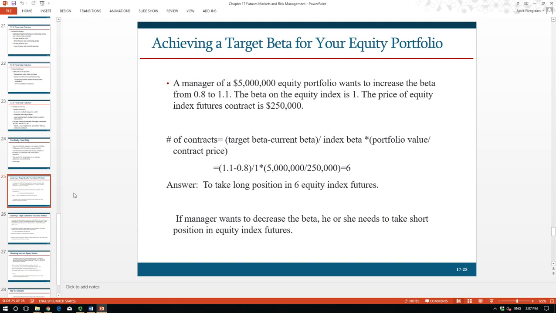The target beta here is 1.1, and current beta 0.8, divided by the equity index futures contract beta, which is about equal to 1, and then you multiply this by the ratio of your portfolio, 5 million, divided by the $250,000 value of the futures contract. That will give you an answer of 6. And this 6 means that you need to take a long position in 6 equity index futures contracts in order to improve the beta of your portfolio from 0.8 to 1.1.